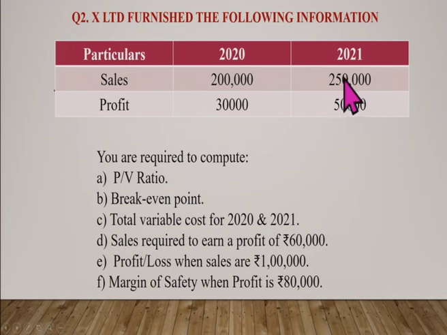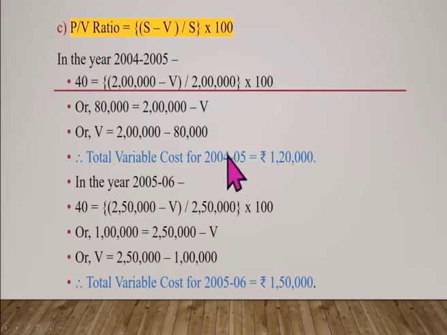For 2021, sales are 2,50,000, profit is 50,000, and fixed cost is also 50,000, because fixed cost does not change from year to year, it is constant every year. So 50,000 profit plus 50,000 fixed cost you deduct from the sales, and the remaining portion is the variable cost, that is 1,50,000. So here 1,20,000 is for 2020 and 1,50,000 is for 2021.